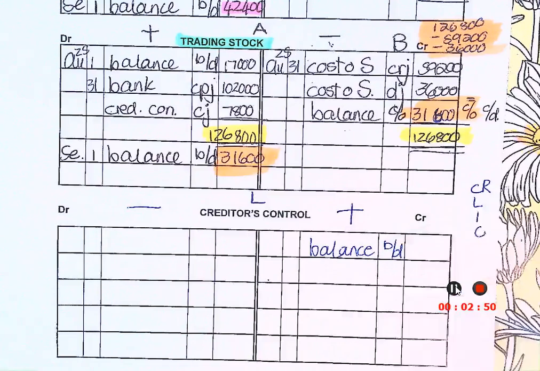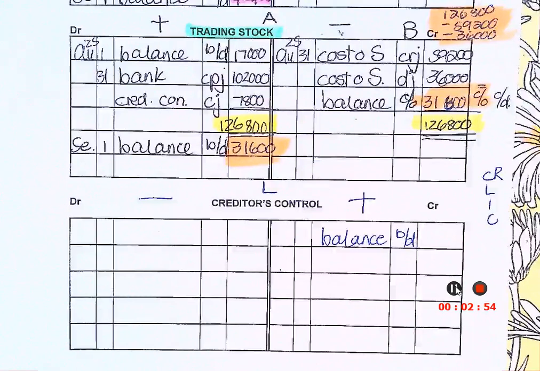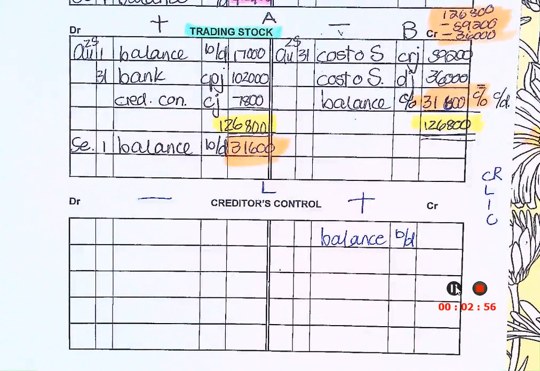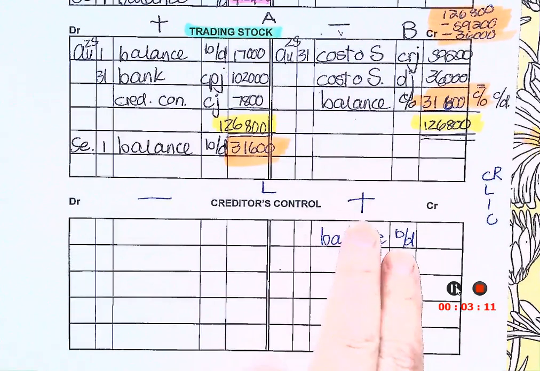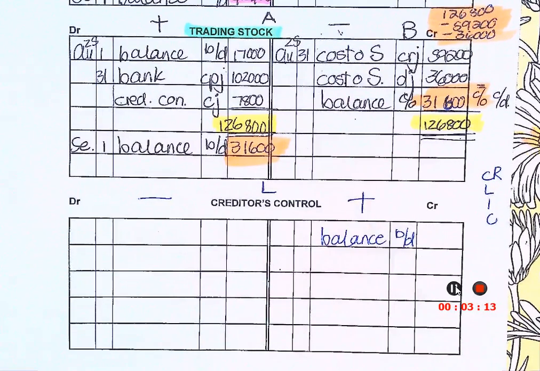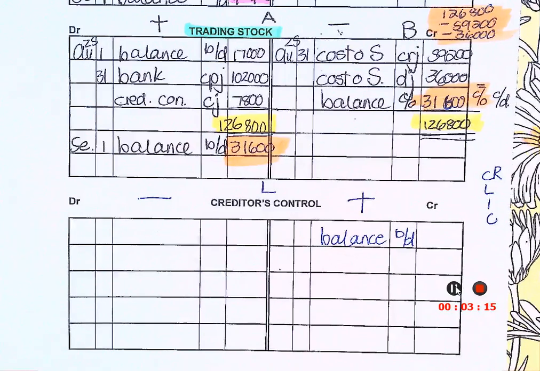Okay, so I have to remember that. Now the creditors control is about me owing money to these people that I call creditors. So it's about my debt. If my debt increases, it will go on the credit side. Now I know I want two journals in the creditors control: the CJ and the CPJ.